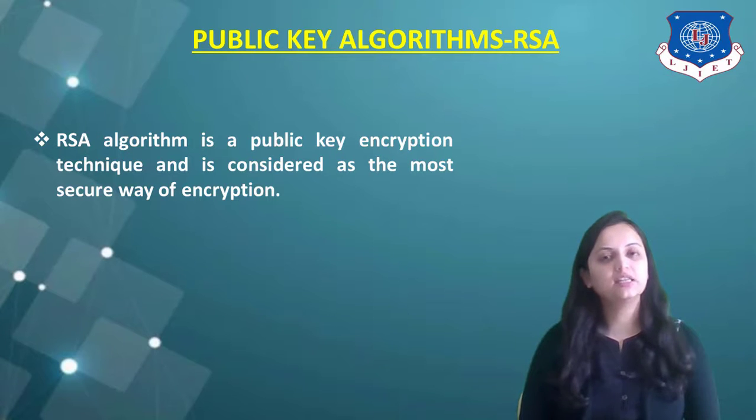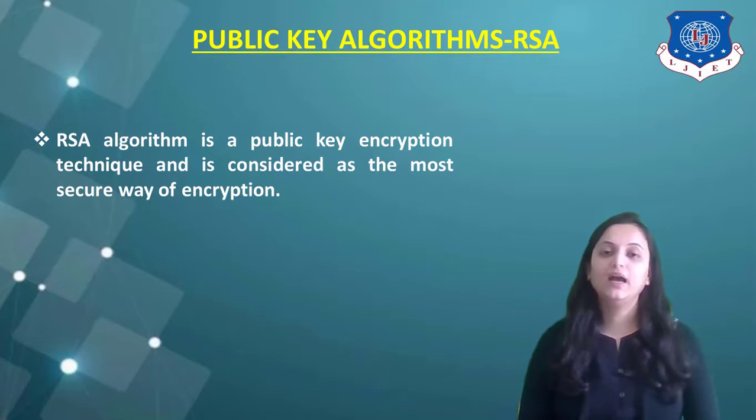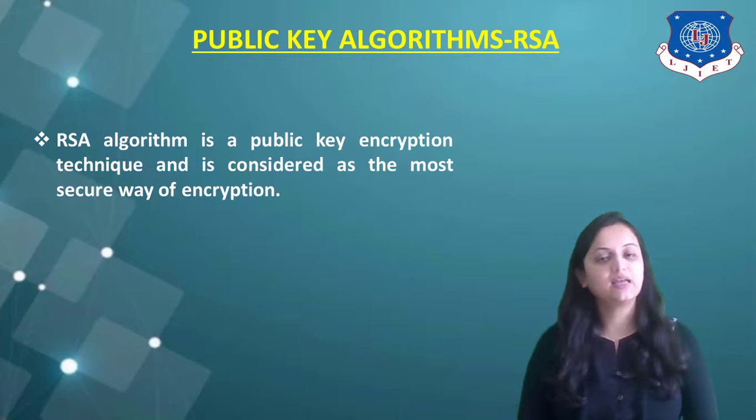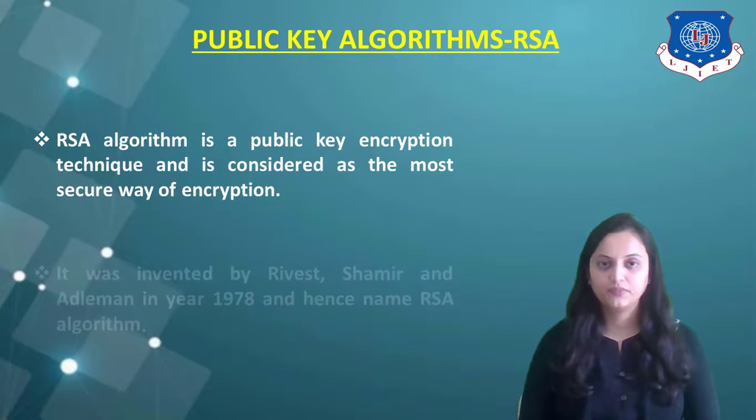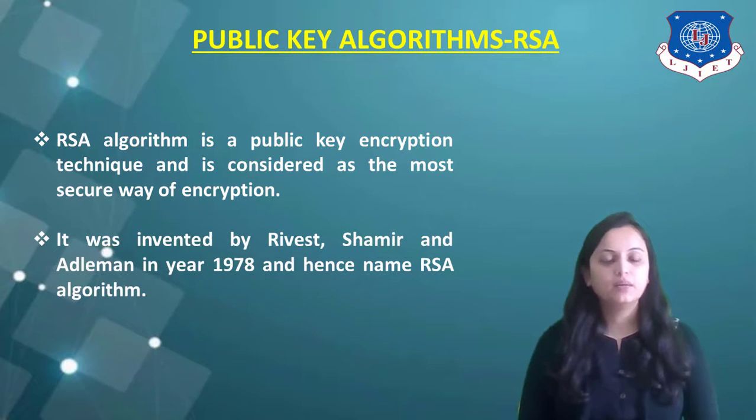Till now we have seen the encryption standards and different algorithms like DES and AES in the previous sessions. The public key algorithm has the RSA algorithm, which provides an encryption technique for the most secure way of encryption. It was invented by three scientists, Rivest, Shamir and Adleman, in the year 1978, and hence the name RSA algorithm.